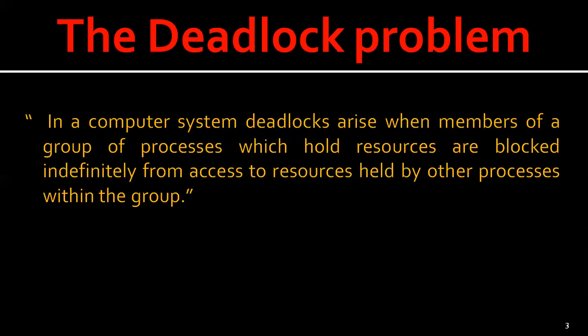in the case of multi-programming systems, several processes may compete for a finite number of resources. And a process requests the resource. And if the resources are not available at that time, then the process enters a wait state. And it may happen that the waiting process will never again change its state because the resources it has requested are being held by another waiting process. And this situation is called a deadlock.